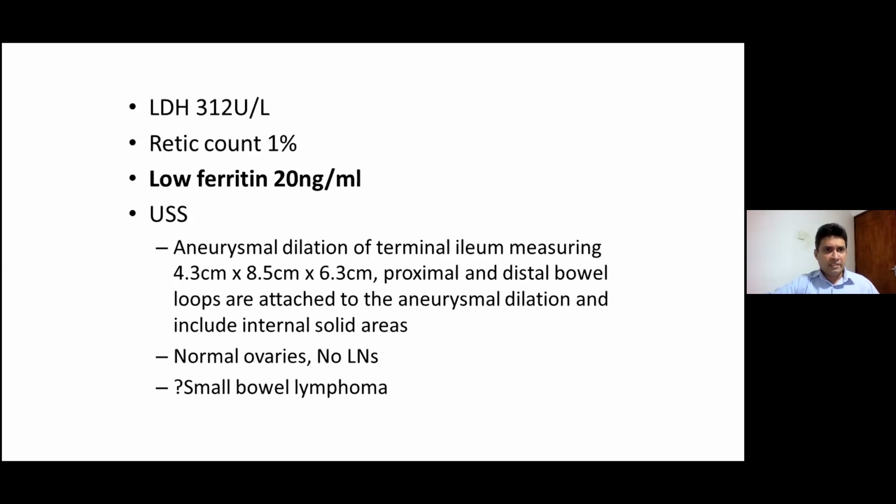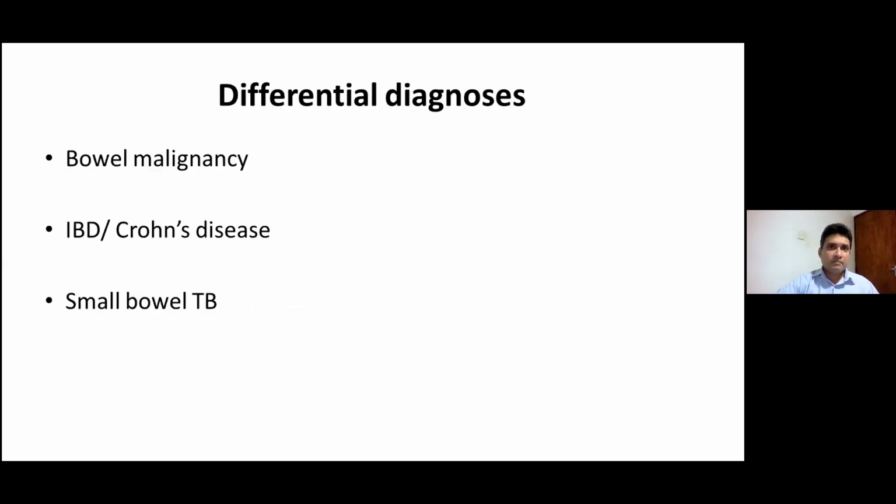And then we did the ultrasound scan of her abdomen. Interestingly, that showed aneurysmal dilatation of her terminal ileum, measuring about 4.3 to 8.5. But at that time, there were no paraaortic lymph nodes. So the radiologist suspected whether this could be a small bowel lymphoma. With those investigation results, we could narrow down our differential diagnosis list.